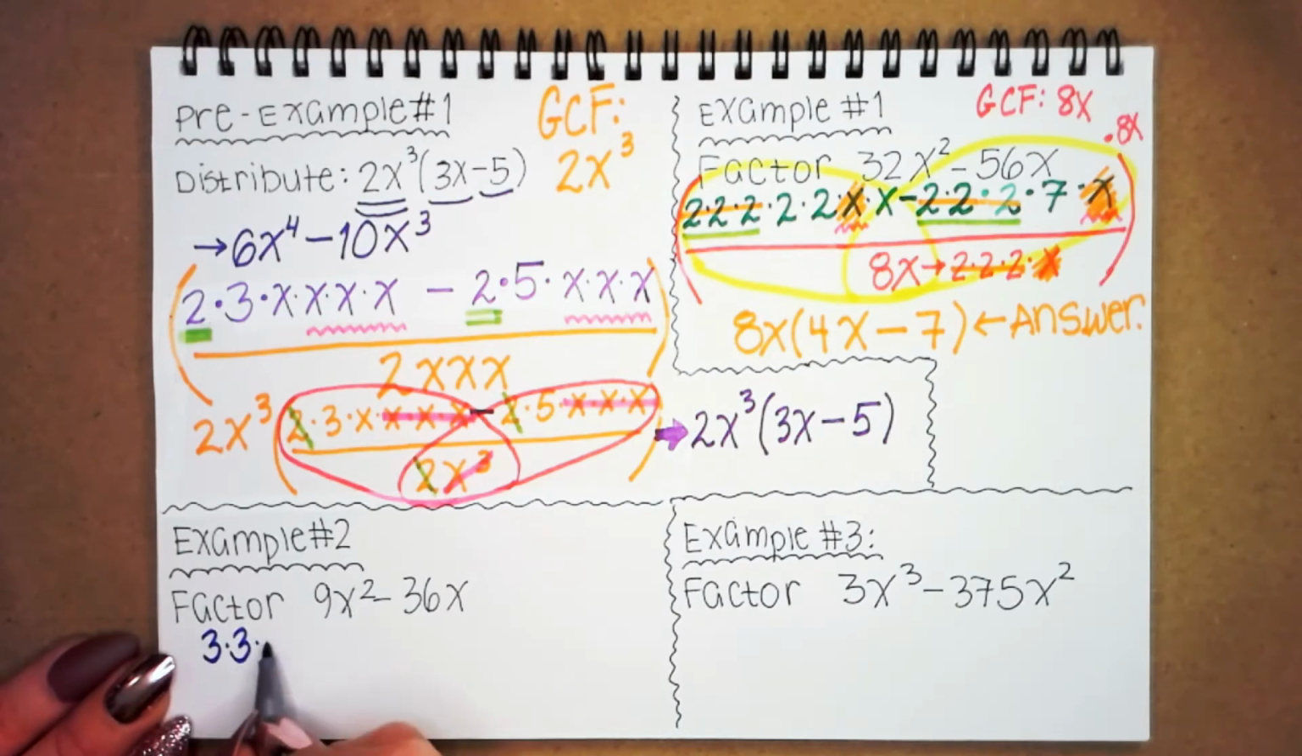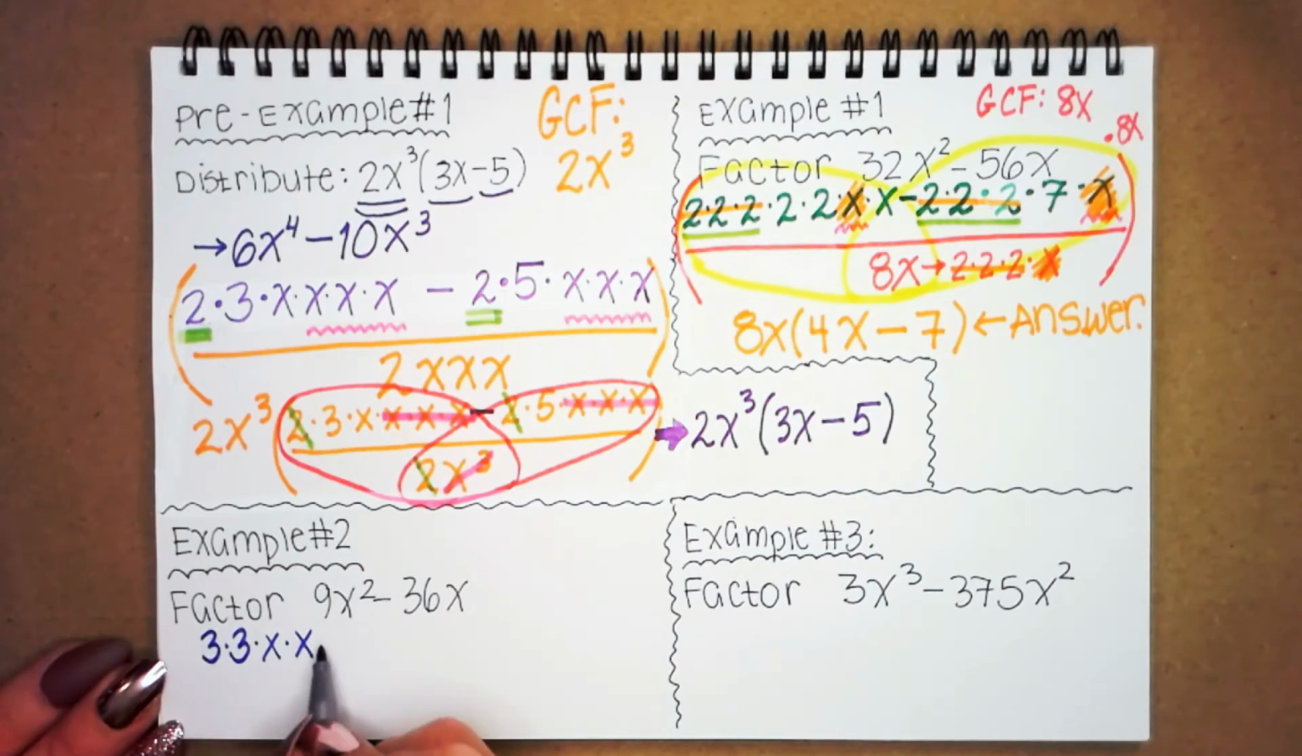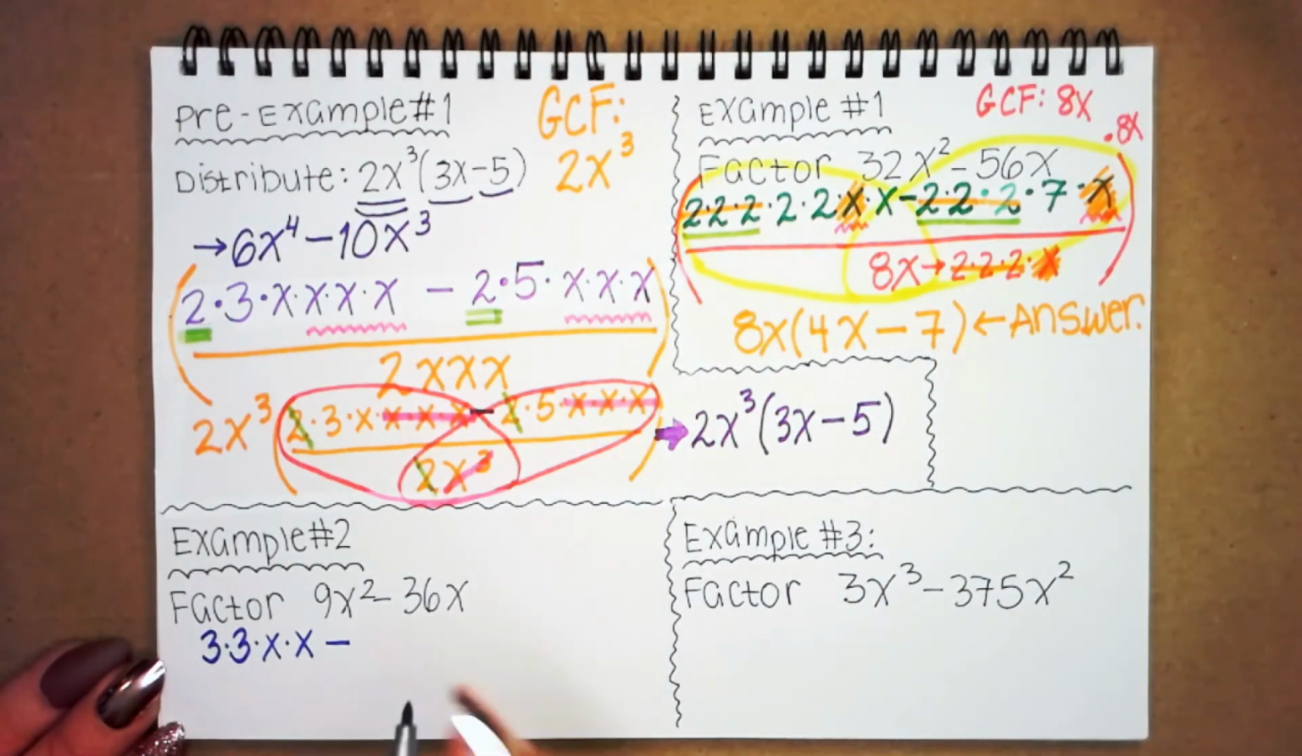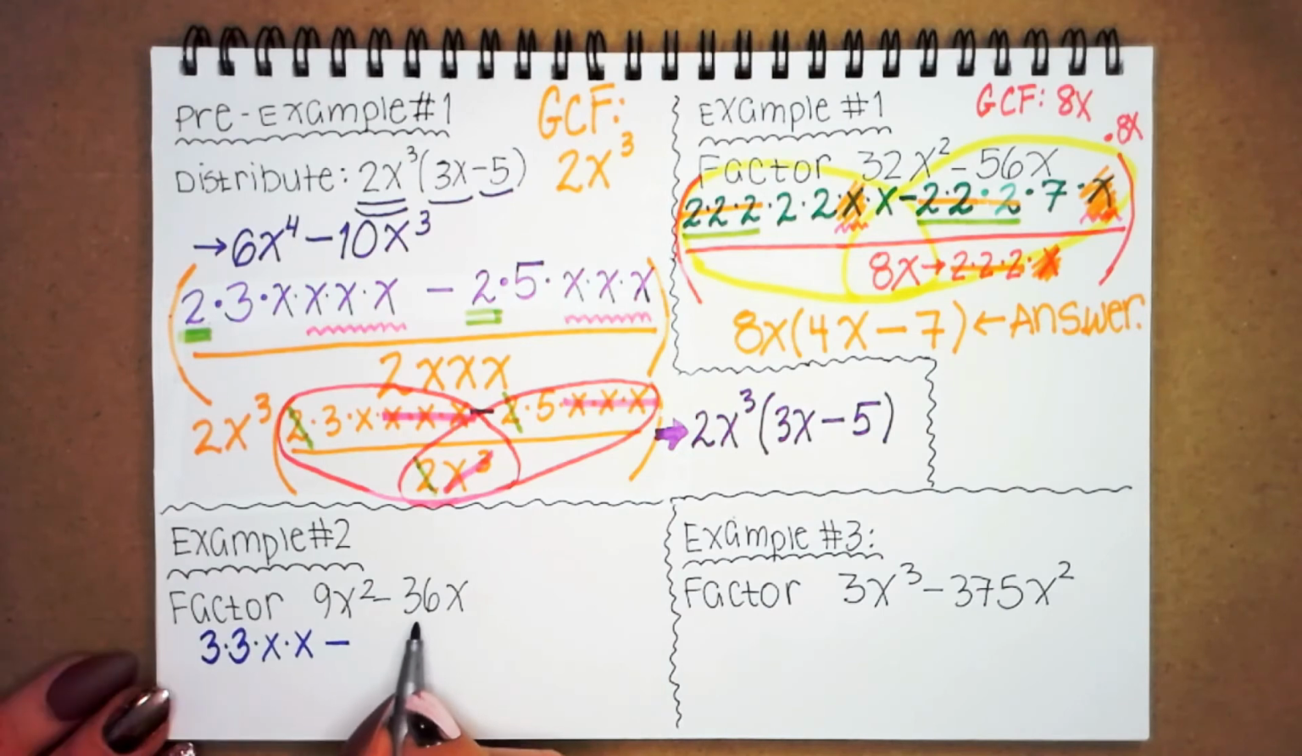x squared, I have another x and an x. Now, most people would write this as 3 squared x squared. Again, I'm just really breaking it all down so we get a big visual of the whole problem. 36. Now we could do the approach where we use the 2's. However, this time 36 is really 6 times 6.